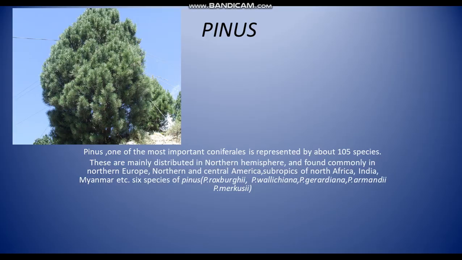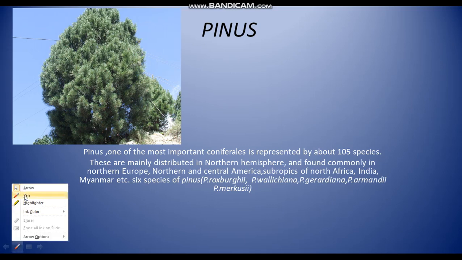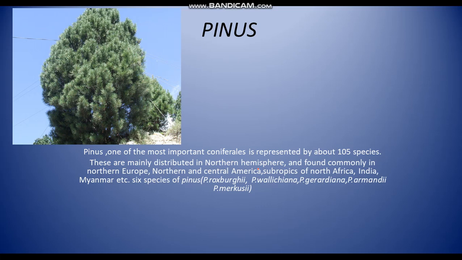Hello my dear students. Today we will study about Pinus. Pinus is one of the most important coniferales and it is represented by about 105 species. These are mainly distributed in the northern hemisphere and found commonly in northern Europe, northern and central America, subtropics of North Africa, India, Myanmar, etc. Six species of Pinus, that is Pinus roxburghii, wallichiana, gerardiana, armandii and merkusii, are found in India. Pinus is a very important plant because it has a high commercial value and it is a gymnosperm, we know that.